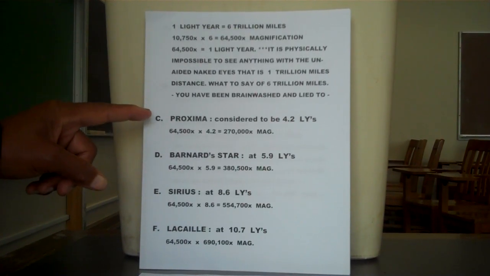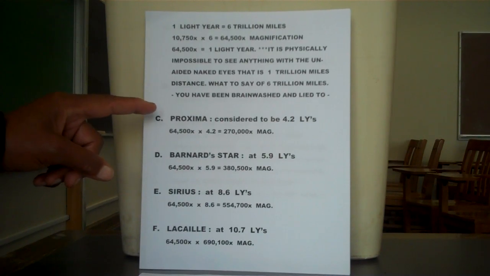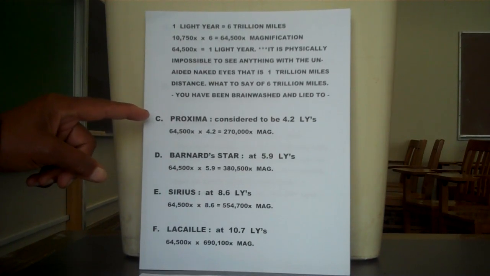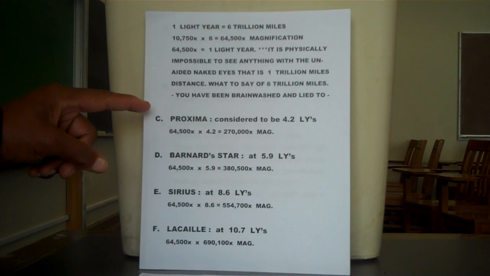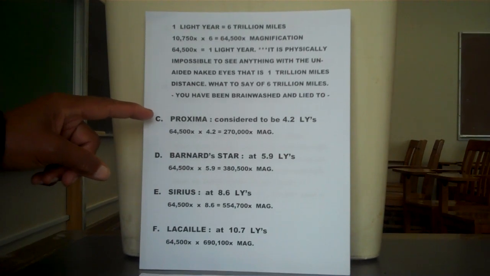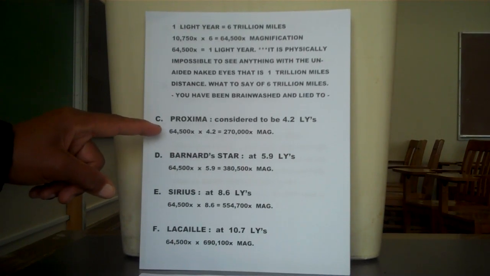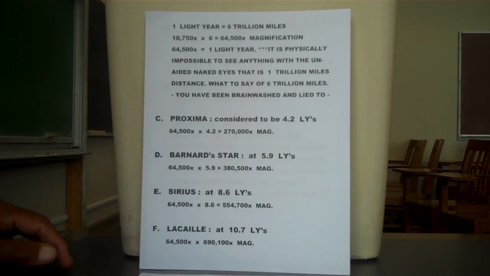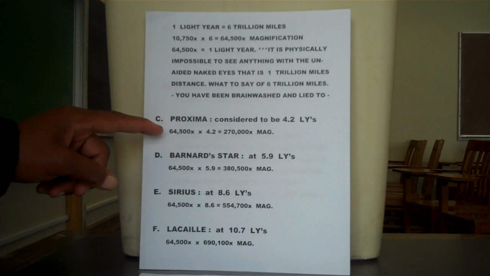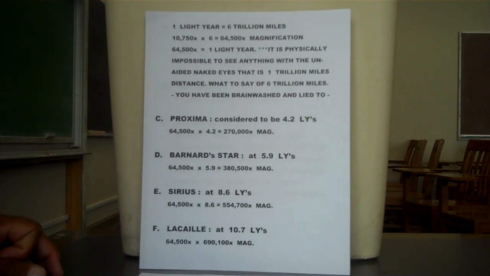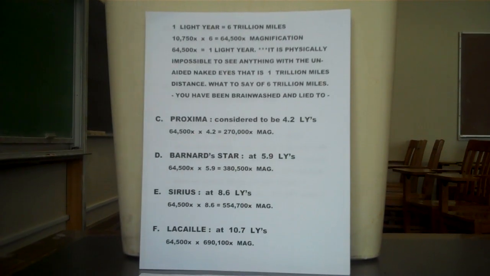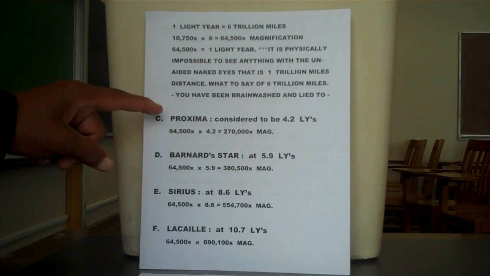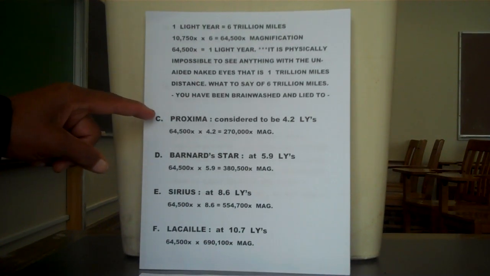We'll go to C, Proxima Centauri. We have been told that it is considered to be 4 light years away from Earth, such that 64,500x times 4.2 equals 270,000x magnification. Do you honestly think that something that requires 270,000x magnification can be seen with your unaided eyes?